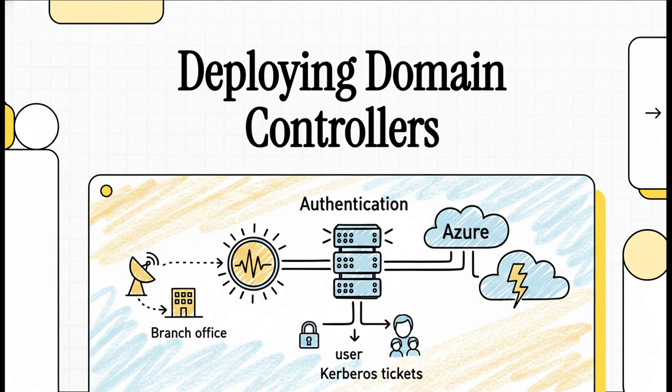Think about it. What happens when you need a new domain controller but your branch office is stuck at the end of a slow, expensive satellite link? Or maybe you're spinning up Active Directory in Azure and you suddenly realize the default networking just doesn't support dynamic DNS.